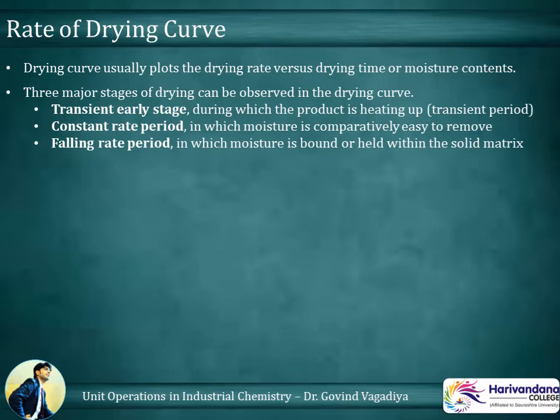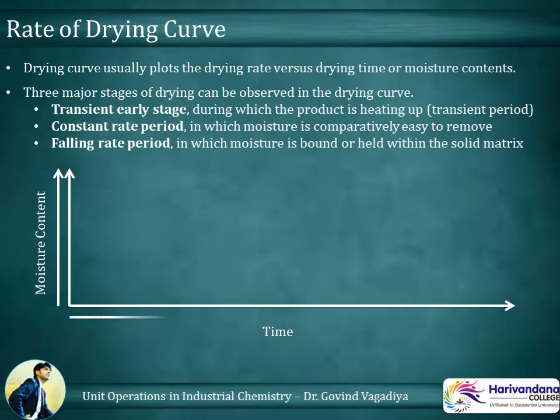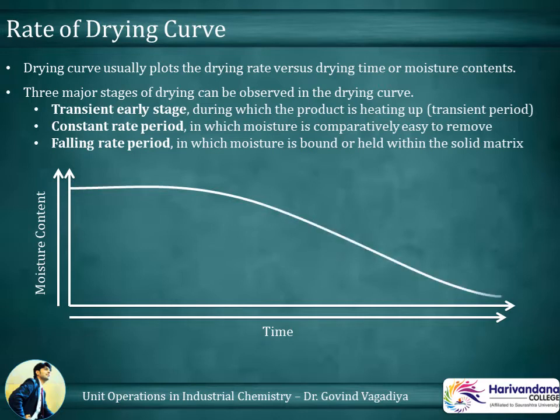Second stage is the constant rate period, in which moisture is comparatively easy to remove. And the final stage is the falling rate period, in which moisture is bound, or held within the solid matrix. We can observe the drying curve of an assumed wet product, where as per the graph, the drying curve is not flat. When time passes, the amount of moisture decreases to its minimum level.